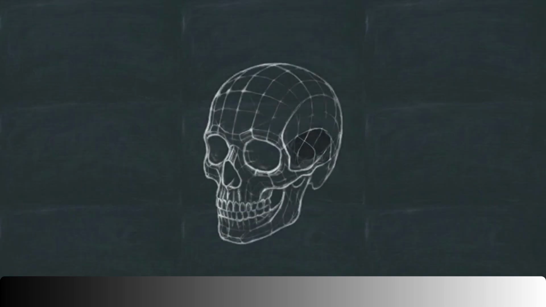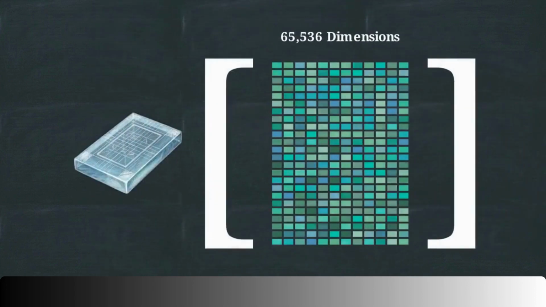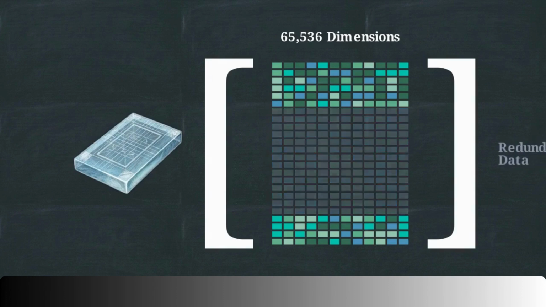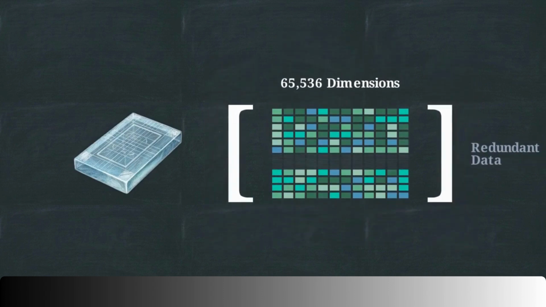The reality is, a cheek pixel and a chin pixel do not vary independently. They are strictly bound together by the anatomical structure of a human skull. Because of this biological constraint, that massive 65,000 dimension matrix is filled with an enormous amount of redundant, correlated data.